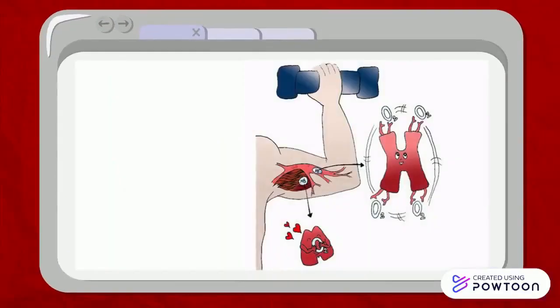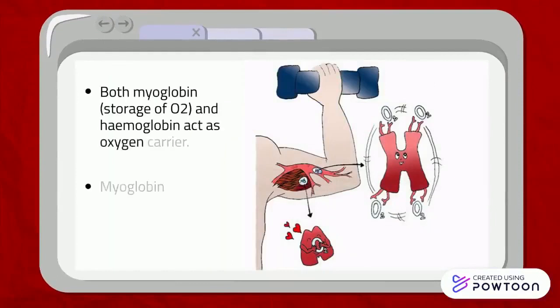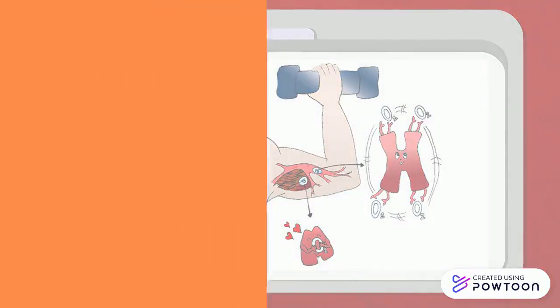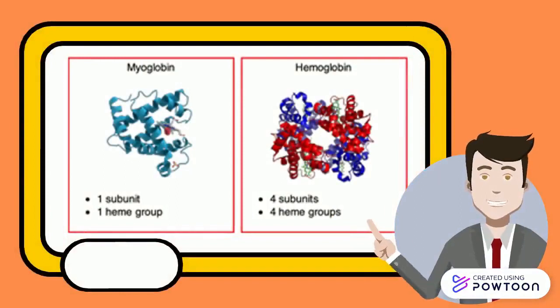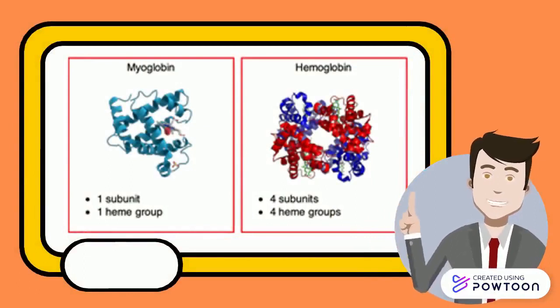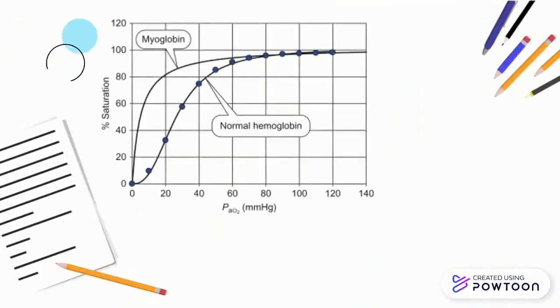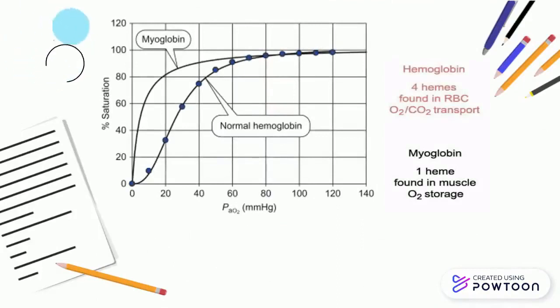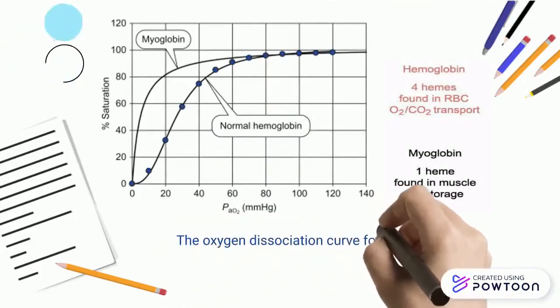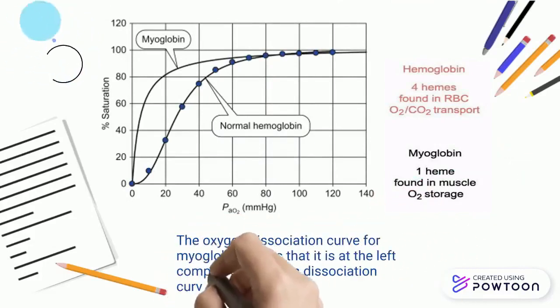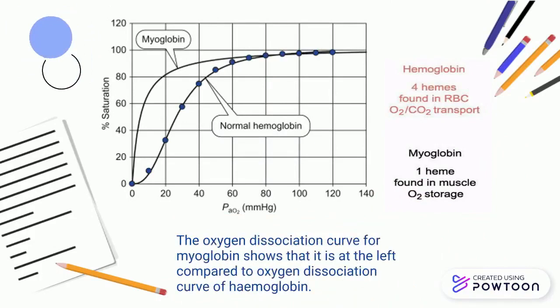Both myoglobin and hemoglobin can act as oxygen carriers. However, myoglobin has higher affinity toward oxygen. Hemoglobin consists of 4 polypeptide chains with 4 heme groups, meanwhile myoglobin consists of a single polypeptide chain with 1 heme group. The oxygen dissociation curve for myoglobin is to the left of the curve for hemoglobin. This is because only when the partial pressure is very low does the myoglobin release oxygen.